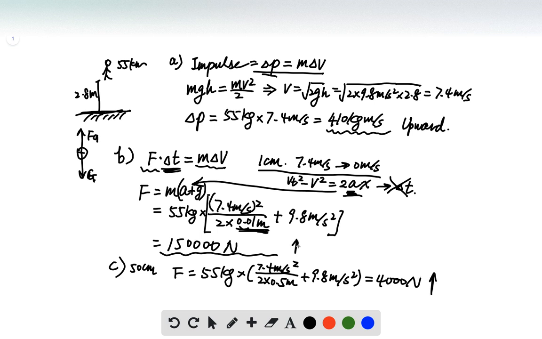And we can see that this is a lot smaller than this number. So 4,000 Newton is around like 400 kilograms of stuff hitting you. So even though it's still a huge force, it's much better than 150,000 Newton. So when you jump, just for the sake of your health, try to bend your knees.